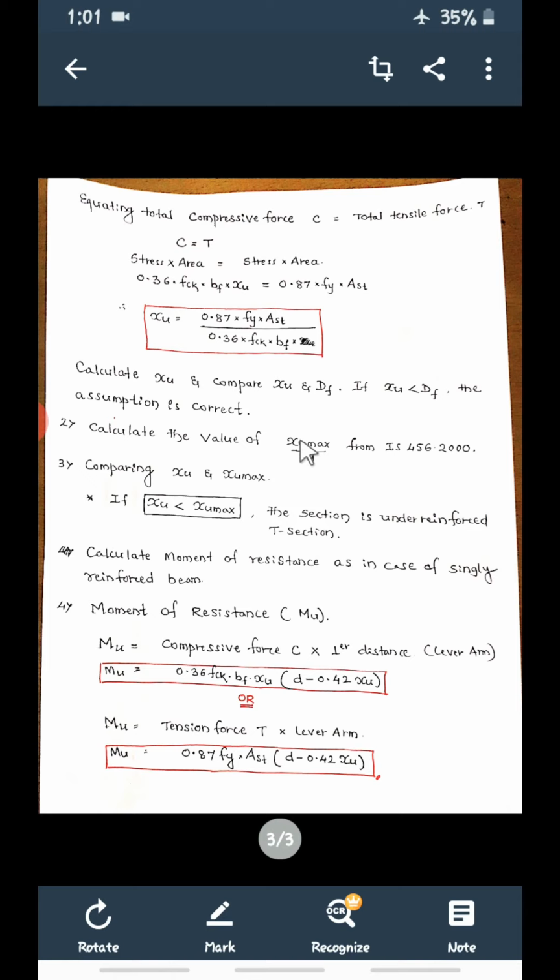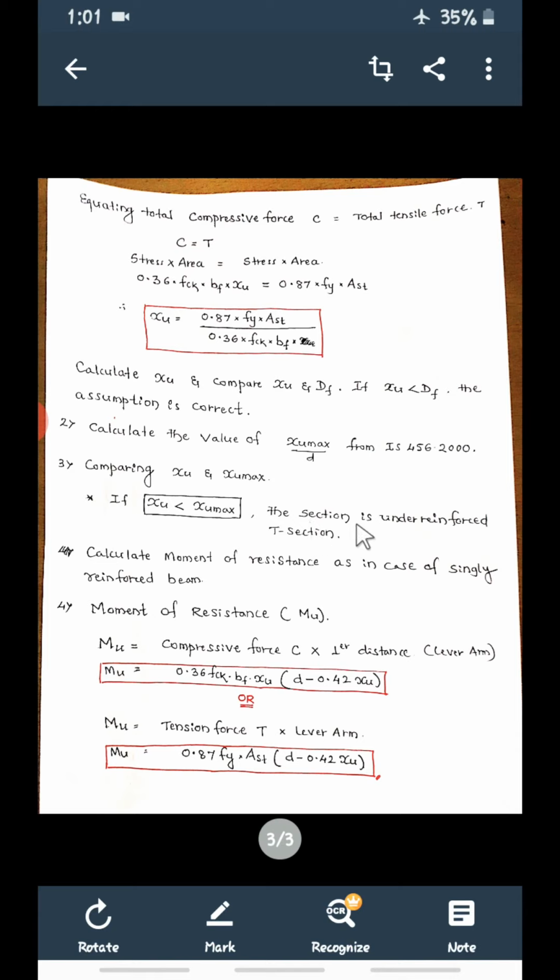Once we get XU max, now compare this XU and this XU max value. So comparing XU and XU max, then again a condition: if XU is less than XU max, whatever XU you have calculated, then what is your comment? The section is under reinforced T section.